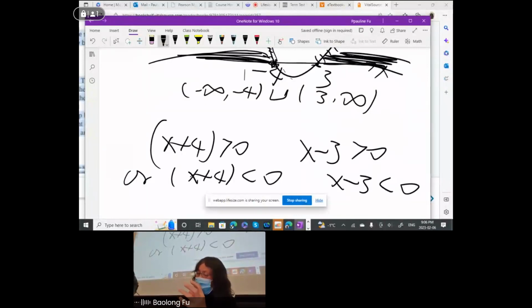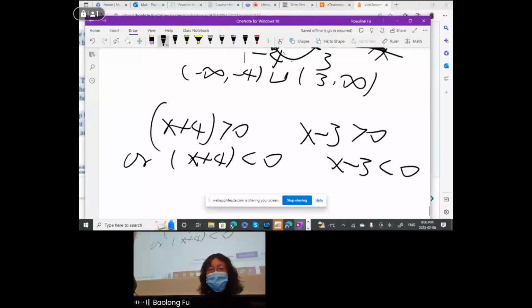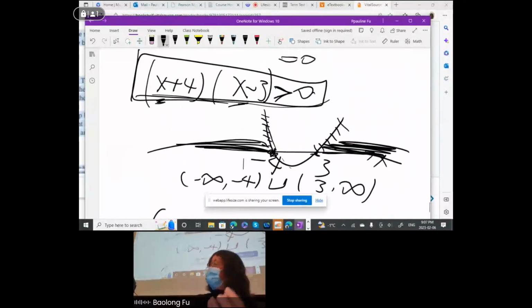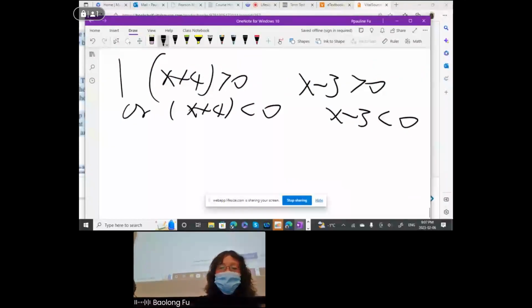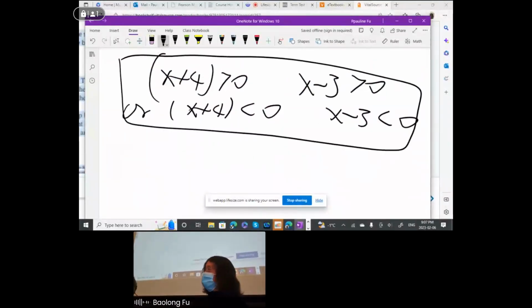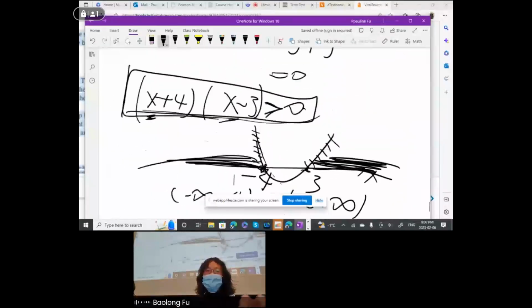This is your way, but you miss this one. If both are negative, negative times negative still makes it positive. So you have to consider two situations. If doing your way, you have to do this. It will take a longer process. So use my way.